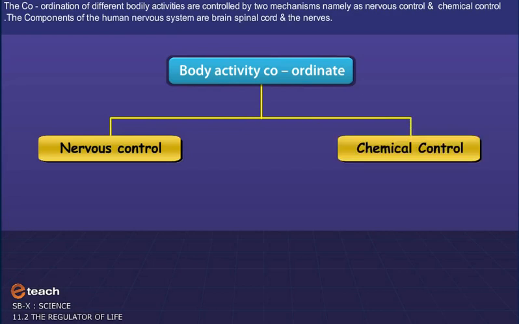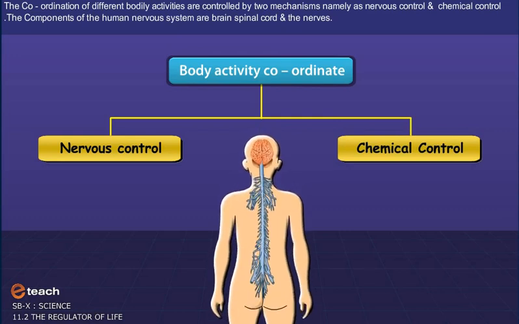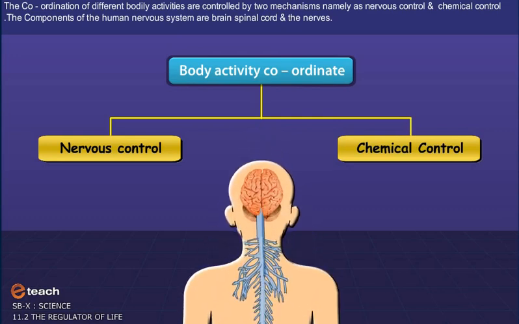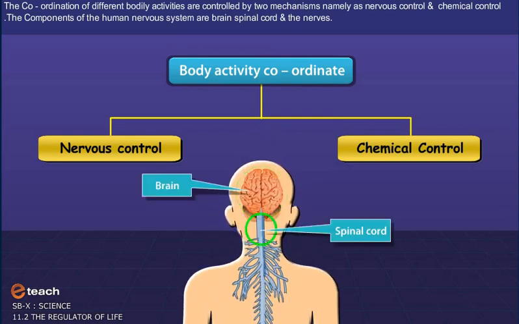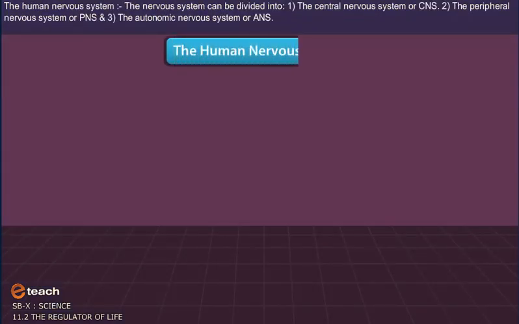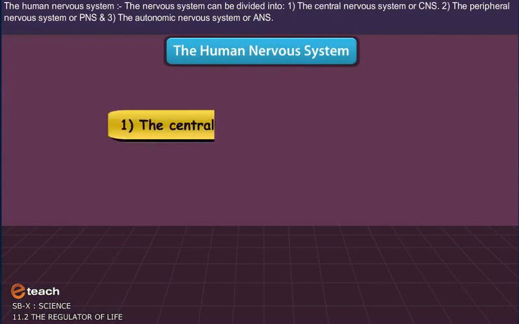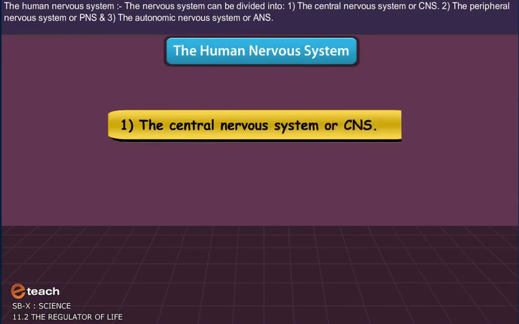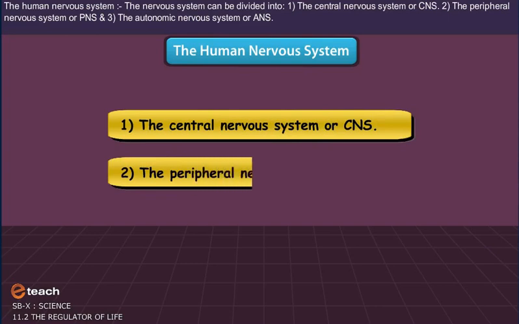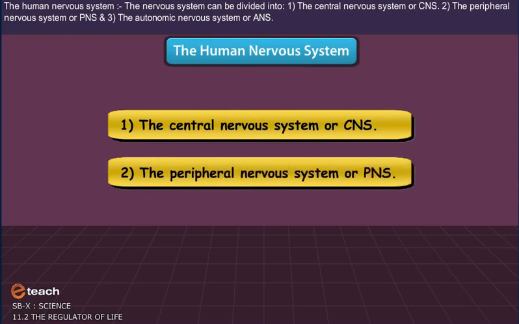The components of the human nervous system are the brain, spinal cord, and the nerves. The human nervous system can be divided into: 1. The central nervous system or CNS, 2. The peripheral nervous system or PNS, and 3. The autonomic nervous system or ANS.